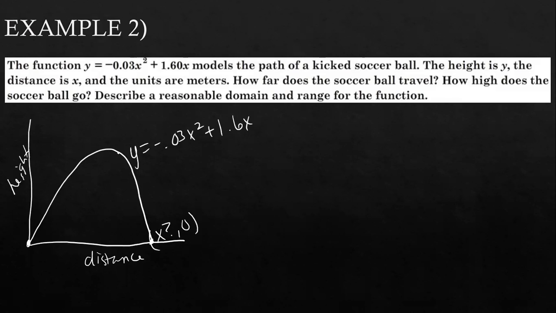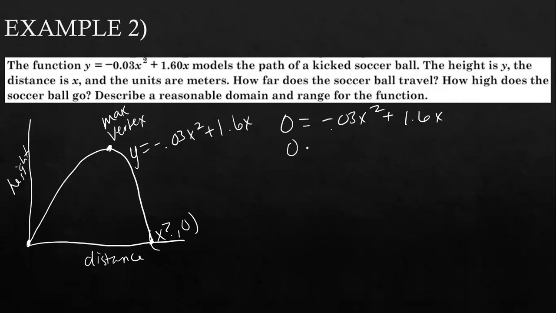And if I'm looking for the height of the ball, that means I'm looking for the vertex, and we have a max vertex. All of this can be solved without a graph because it's math. You calculate it. So the first thing we do is set this equal to 0: 0 equals negative 3/100 x squared plus 1.6x.